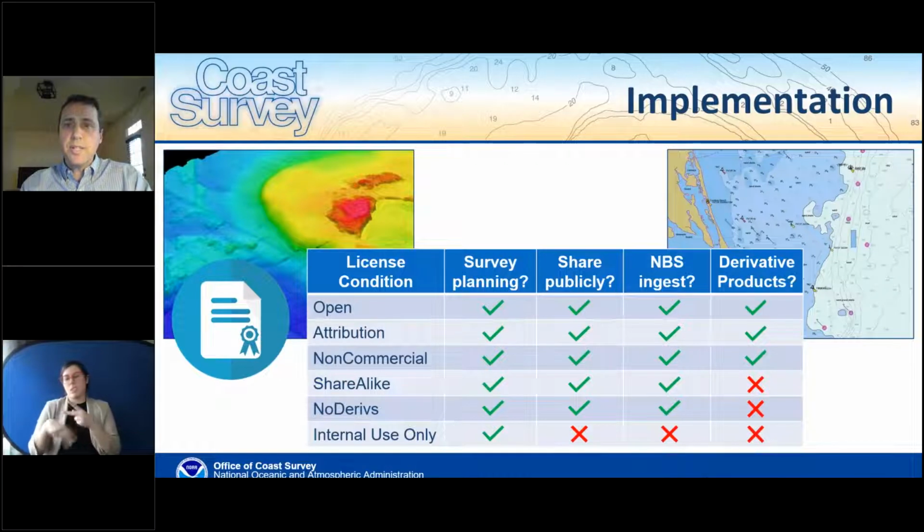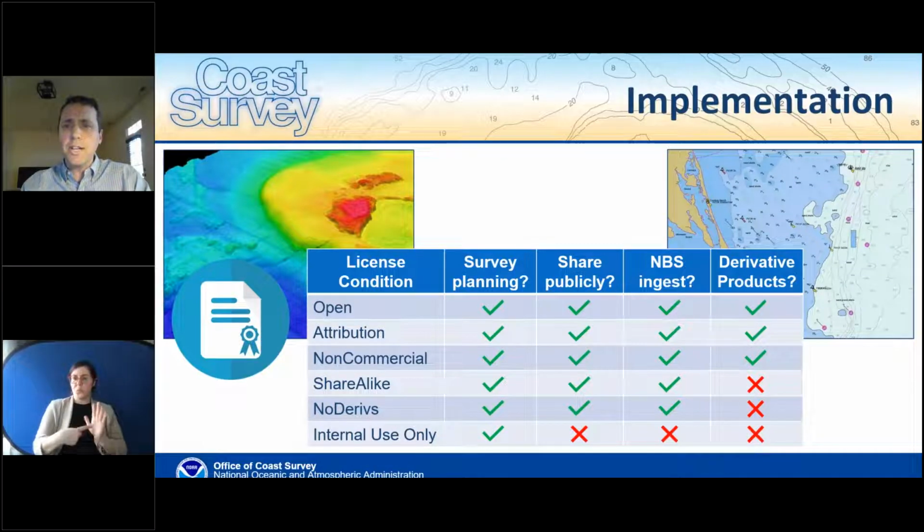Okay, the table on this slide really tells the whole story of our implementation. The various license conditions are in that first column. They're matched up against our various uses for data along the top row. So those uses in broad terms are as follows here. Can we use the data for internal use, such as survey planning? Can we share the data publicly? Can we ingest it into the National Bathymetric Source Database? And finally, can we create derivative products from the data? For example, the ENC and so forth.